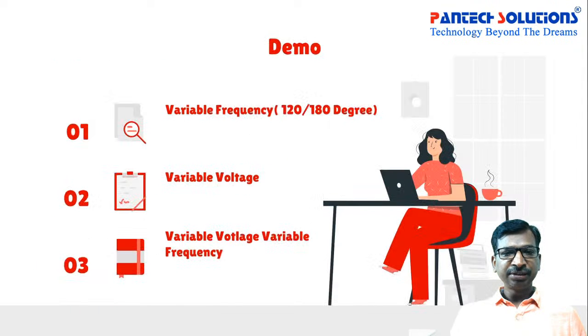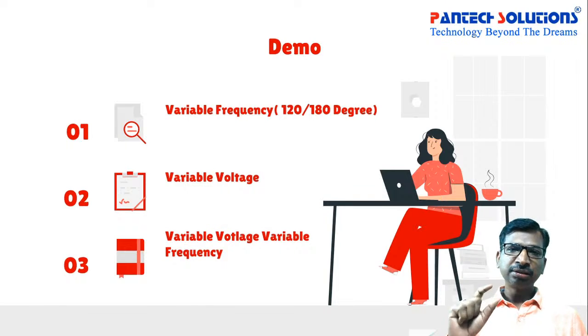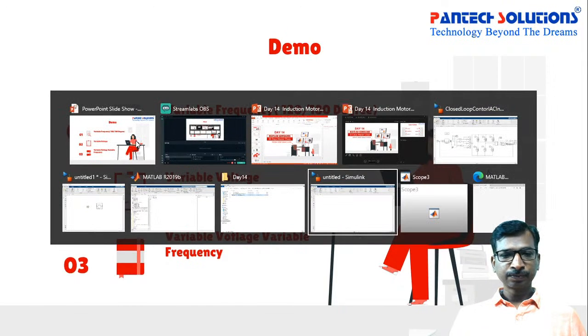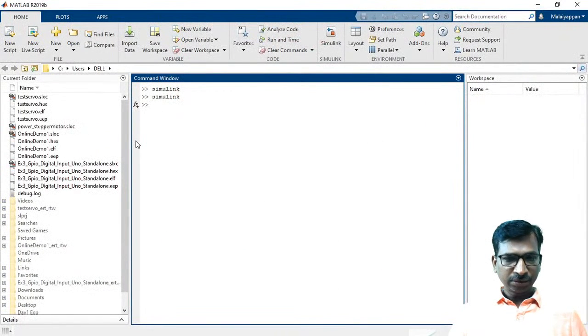Let us go for the demonstration. In this demo we are going to discuss variable frequency. Either we can use a 120-degree mode or a 180-degree mode. Similarly, for the variable voltage method, we are going to use sine pulse width modulation. The same PWM generation is used for the variable voltage and variable frequency method. Similarly, we can develop one closed loop method, in which the speed will be adjusted to our reference speed. So let us open MATLAB and open Simulink.